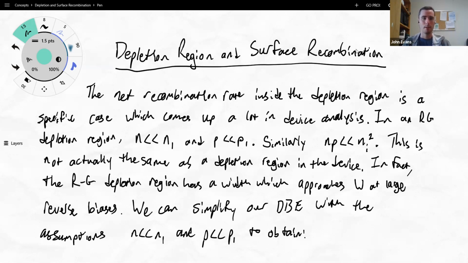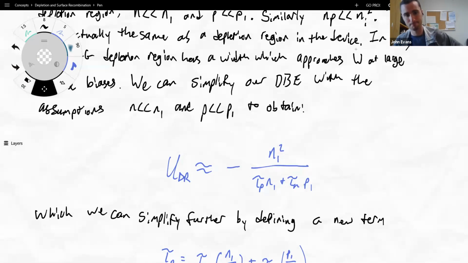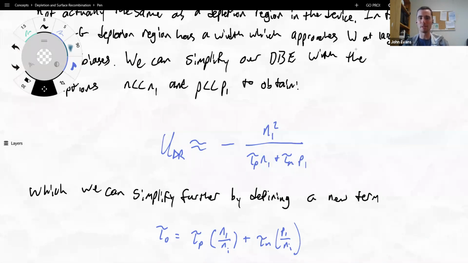Now, we are going to take our detailed balance equation from last time. We're going to apply these assumptions that n is much, much less than n1 and so on, and simplify it to get this, which looks pretty simple. It's just n sub i squared divided by those carrier lifetimes multiplied by n1 and p1. But we can make it even easier, because we like it when our expressions have very few letters in them. So we're going to simplify it a little bit further.